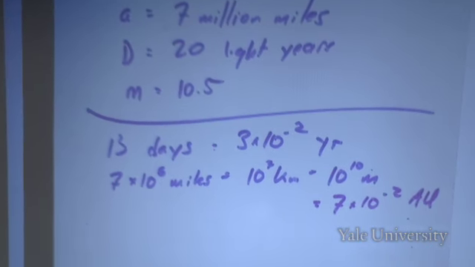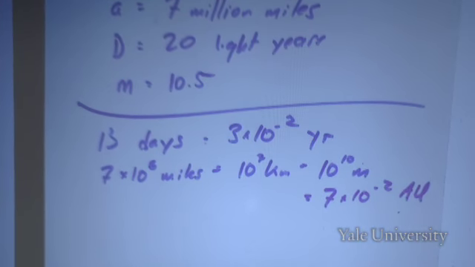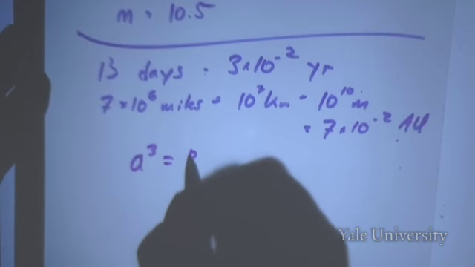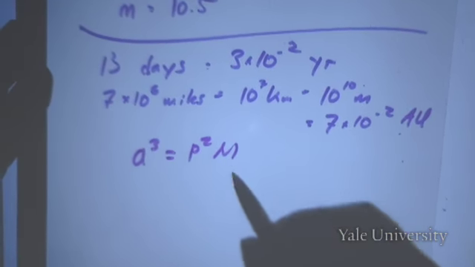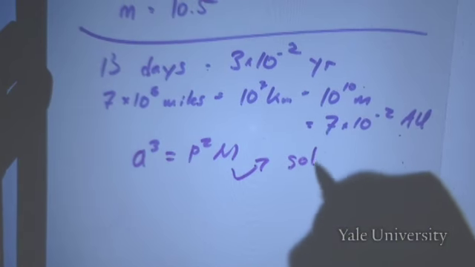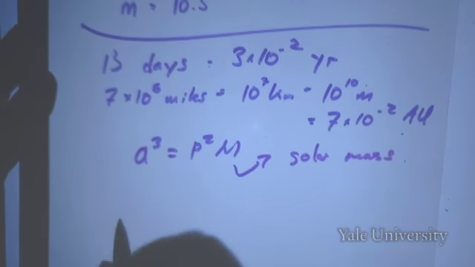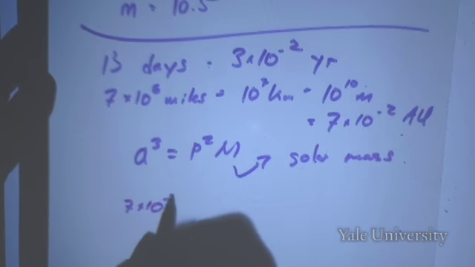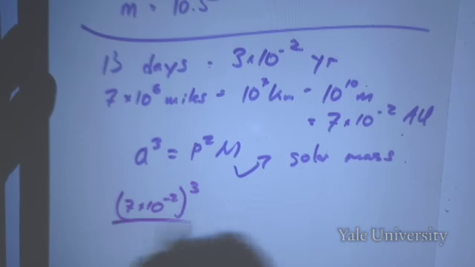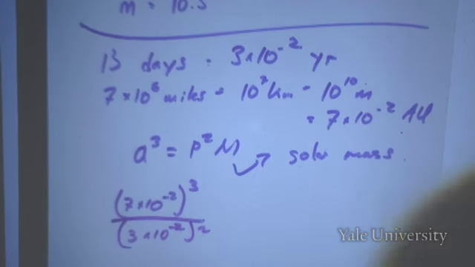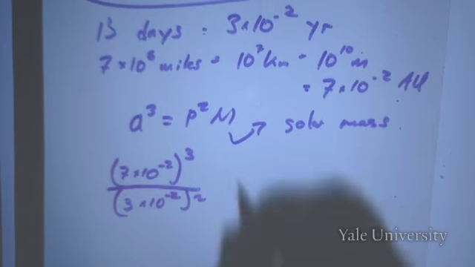And you know right away what to do with that, or at least you will if you go back in your notes for a few months. This is in good units to use a cubed equals P squared M. M then shows up in solar masses. So let's figure out the mass of this star. Let's see, 7 times 10 to the minus 2 cubed divided by 3 times 10 to the minus 2 squared. That'll be the mass in solar masses.